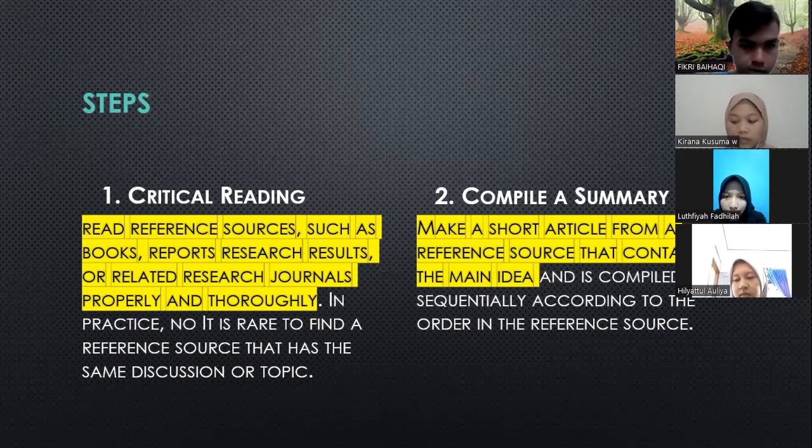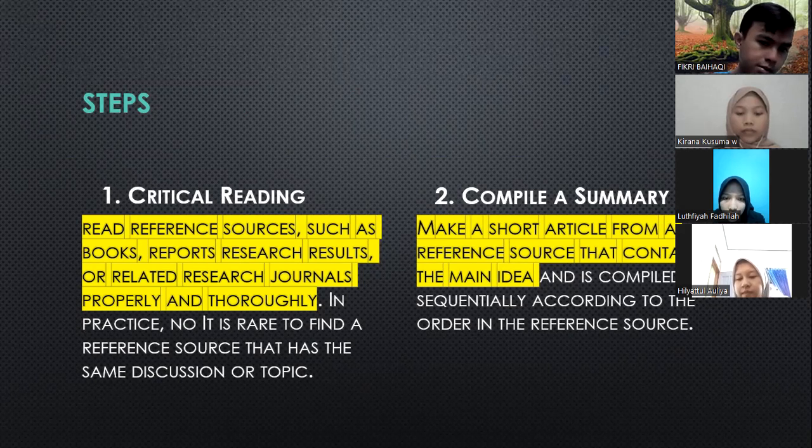Number one is critical reading. Read reference sources such as books, reports, research results, or related research journals properly and thoroughly. In practice, it is rare to find reference sources that have the same discussion or topic. Number two, compile a summary. Make a short article from a reference source that contains the main idea and is complete, sequentially according to the order in the reference source.